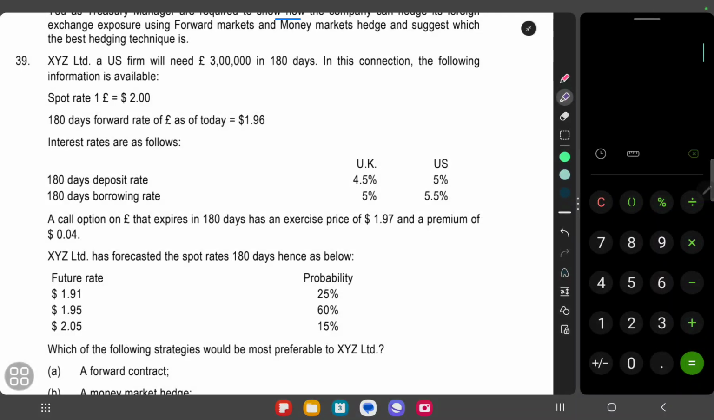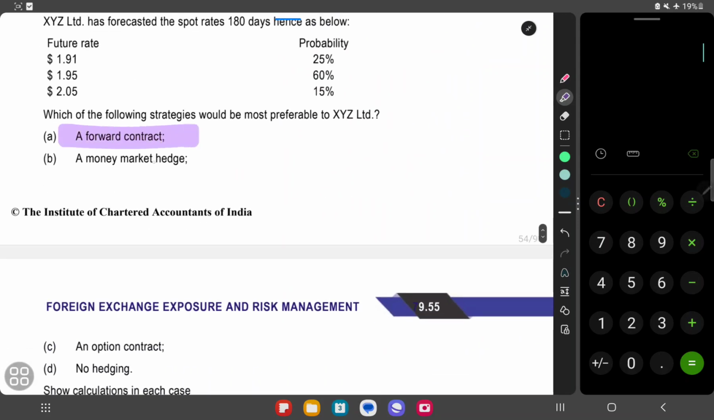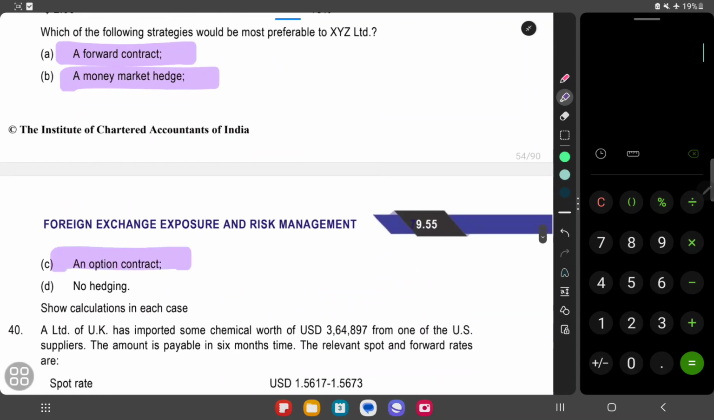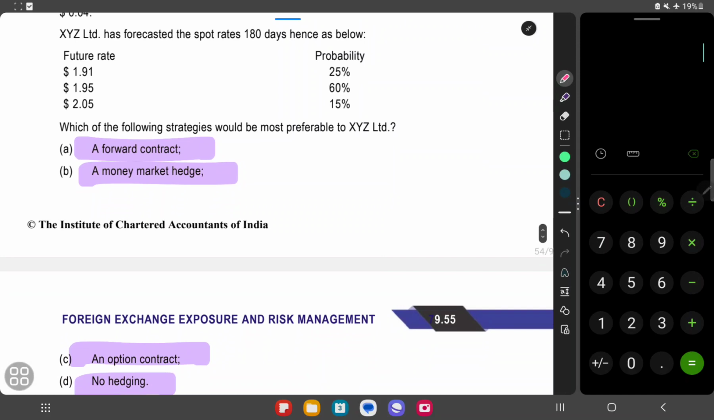39. Now this was one of the most requested questions in the comment sections as well. It's not that tough. They've asked forward hedge, money market hedge, options contract, and no hedging technique. So it's not that difficult if you know the core logic of why a certain thing is done a certain way. In forward, I don't think people would have any issue. The main issue would be money market hedge and options contract.